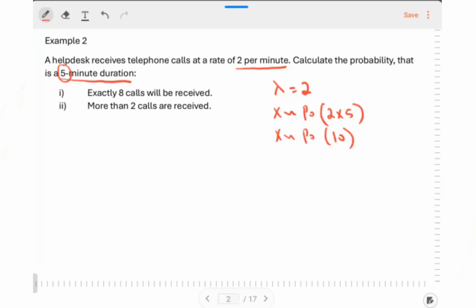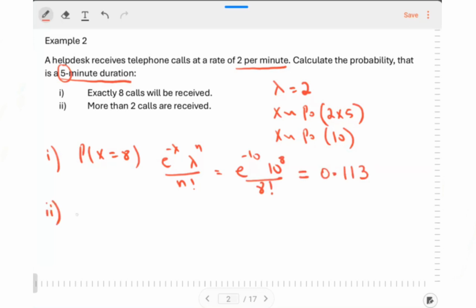Agree? Now the first part is exactly 8. Probability of X equals 8. So e to the minus lambda, lambda to the power n over n factorial, that is e to the minus 10, 10 to the power 8 upon 8 factorial.